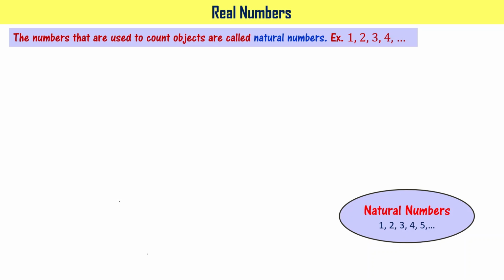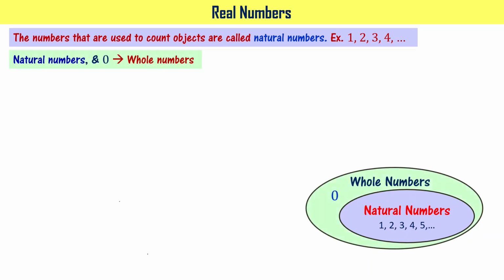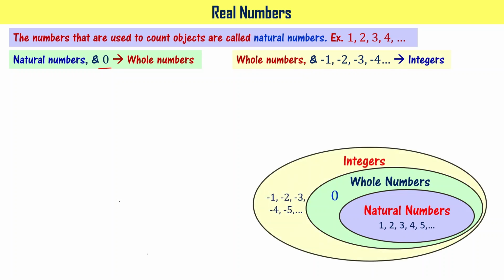Now let's learn about real numbers. The numbers that are used to count objects are called natural numbers, right? That's what we started with. Natural numbers have 1, 2, 3, 4, 5, 6, 7, and so on. When you add 0 to this list of numbers, what you got is whole numbers, right? Natural numbers and 0 together are called whole numbers. When you brought negative numbers such as minus 1, minus 2, minus 3, minus 4, and so on, clubbed with whole numbers, what you got is integers, right?